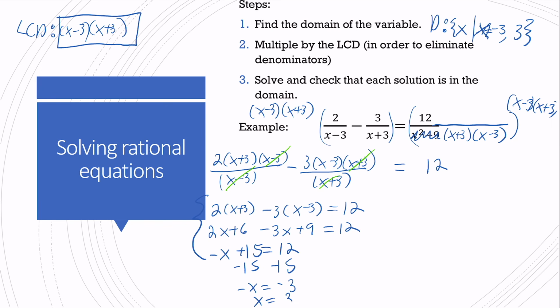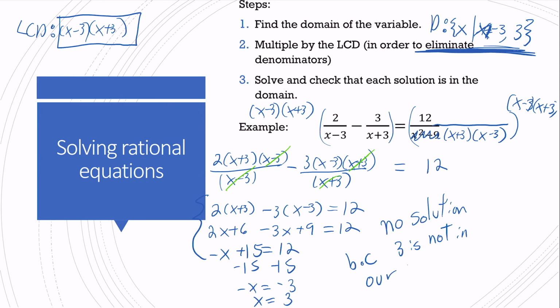So x is 3. Well, is 3 in my domain? No, 3 is not in my domain. It's one of my excluded values from my domain. So this has no solution because 3 is not in our domain.